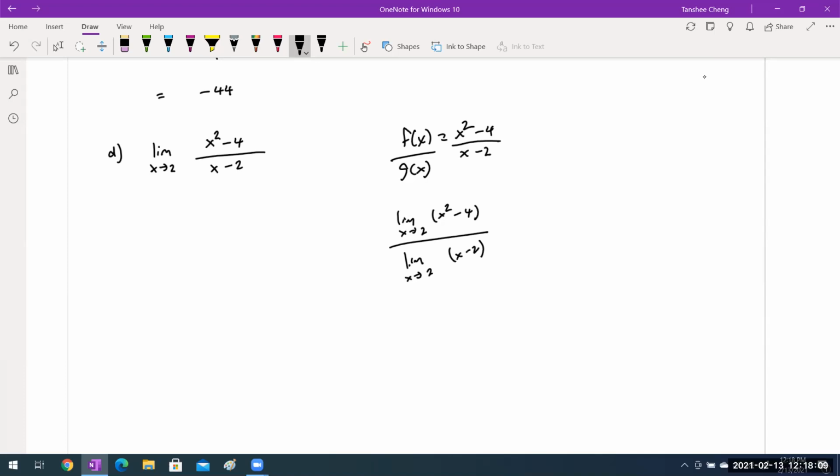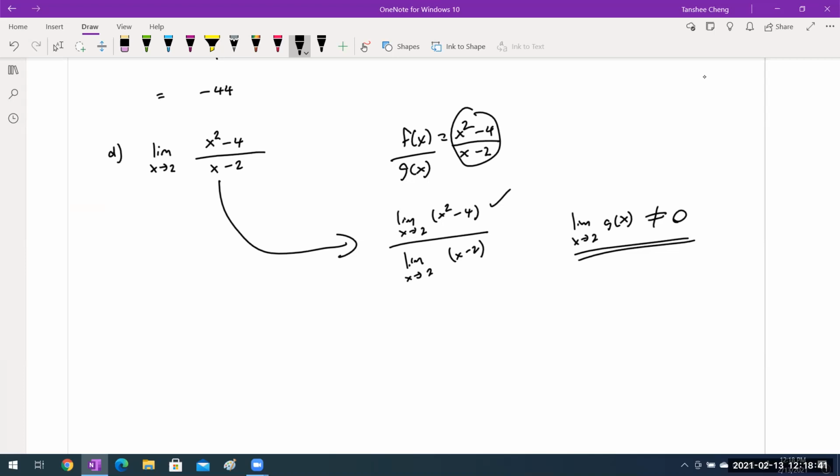However, this criteria doesn't meet: the limit as x approaches 2 of g of x cannot be equal to 0. So I cannot even split it up from this limit to here, because although the limits of the numerator and the f function exist, the limit of the g function as x approaches 2 is equal to 0. So this criteria doesn't meet. That is the problem.